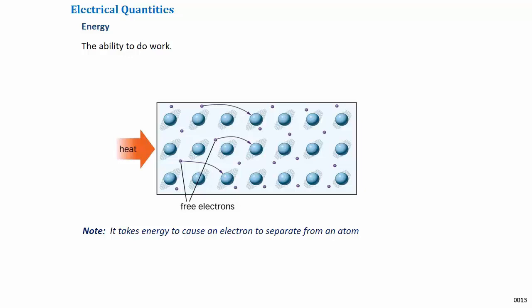The definition of energy is the ability to do work, and it takes energy to cause an electron to separate from an atom. The symbol associated with energy is the letter uppercase W, and its unit is the joule, abbreviated to the letter uppercase J.